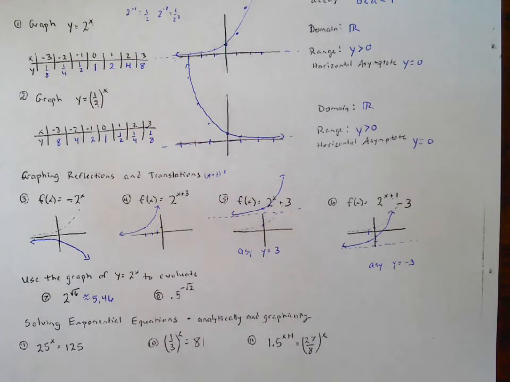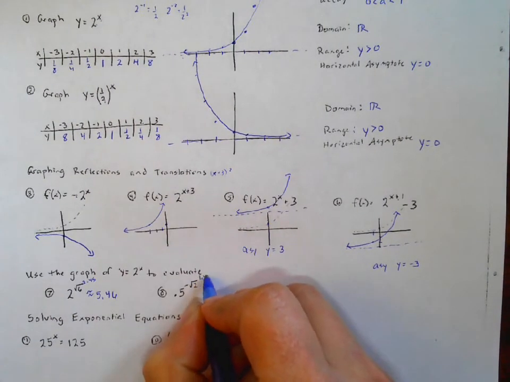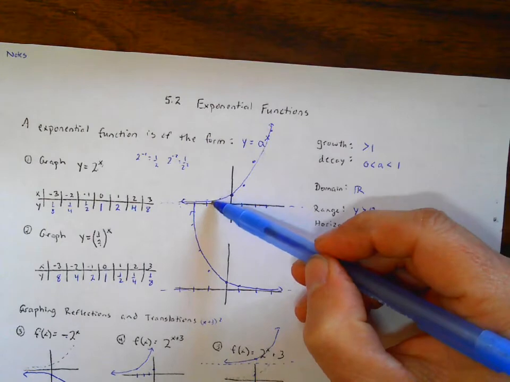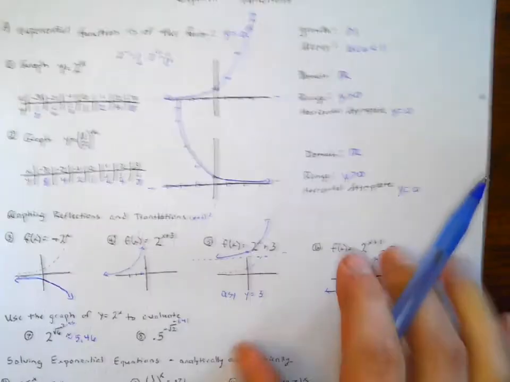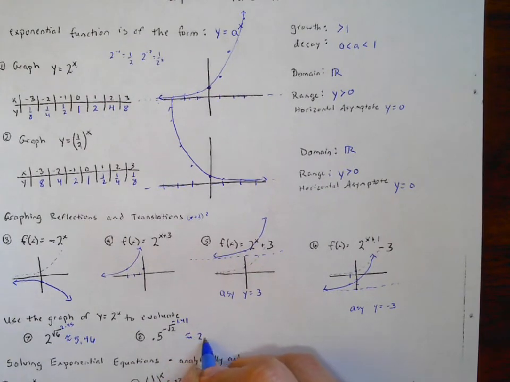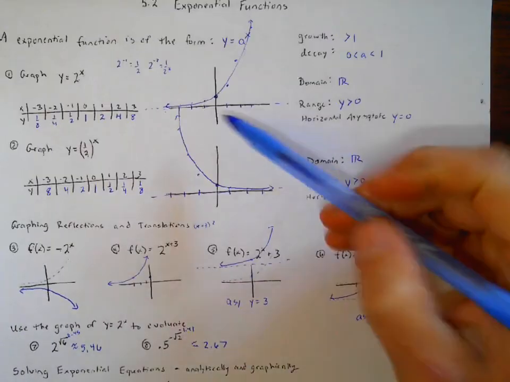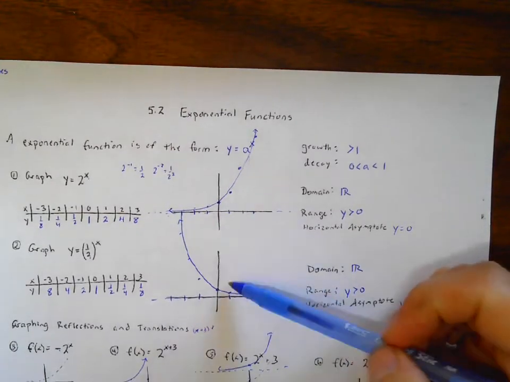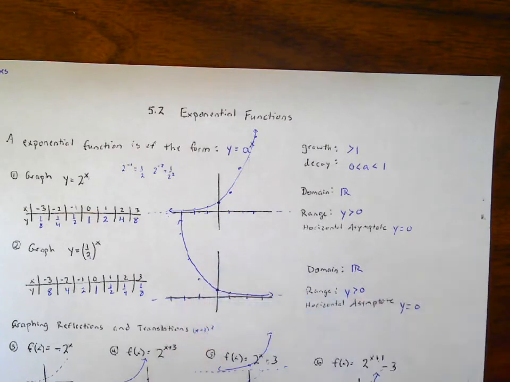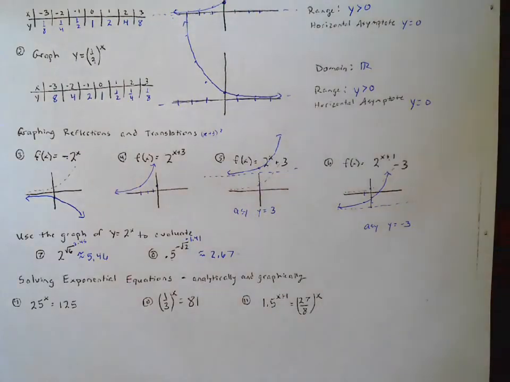Negative square root of 2. Square root of 2 is 1.41. So negative 1.4 something, you can see it's right there. You could also use your calculator to evaluate, and it would be about 2.67. Oh, I'm sorry, I looked at the wrong graph up there. This is 1/2 to that power, so I'm using this one. So negative 1 point something there, you can see it's right there. Around 2.67.